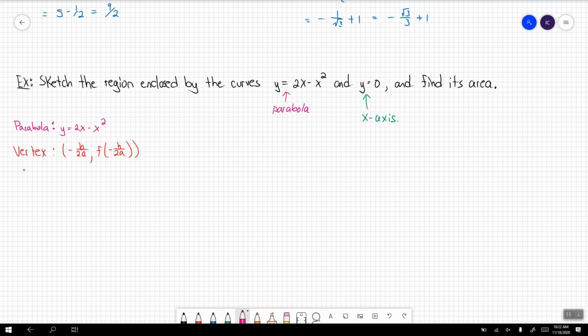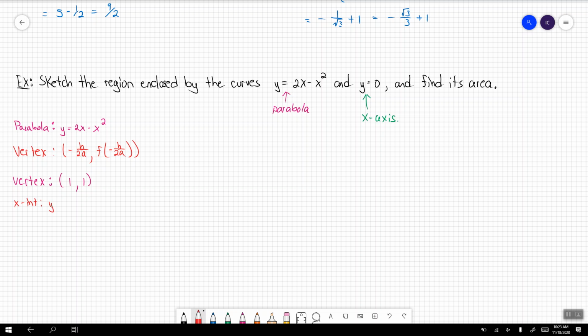So as I'm finding my vertex, let's see, b, that's 2, divided by 2 times -1, but that's negative. Negative times a negative is positive. 2 divided by 2 is going to be 1, so this is going to be just 1. Take this number and plug it into your parabola. 2 times 1 minus 1 squared should get us just 1. There's our vertex.